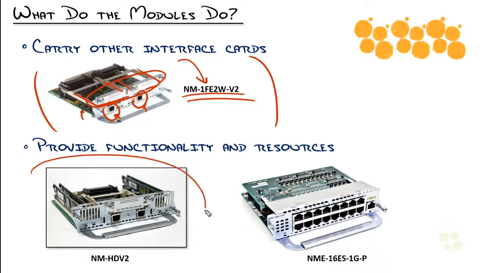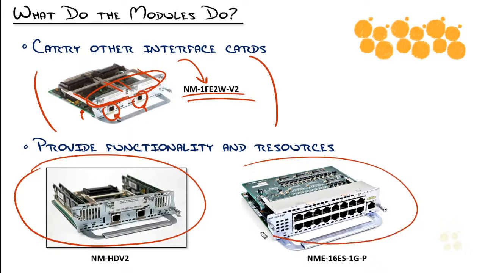Modules can also provide other functionality or resources to your device. For instance, this is an NMHDV2. It provides DSPs, that stands for Digital Signal Processors. So the idea of converting voice into packets takes work, a lot of work. I mean, think about what's happening right now. I'm speaking into this little microphone, and something inside of a computer is like, I think of one of those chefs with the Jinsu knives. He's chopping up all my words into these tiny little 20 millisecond packets, right?